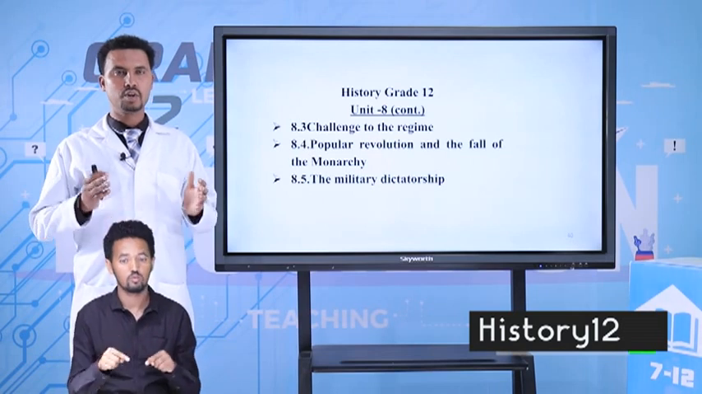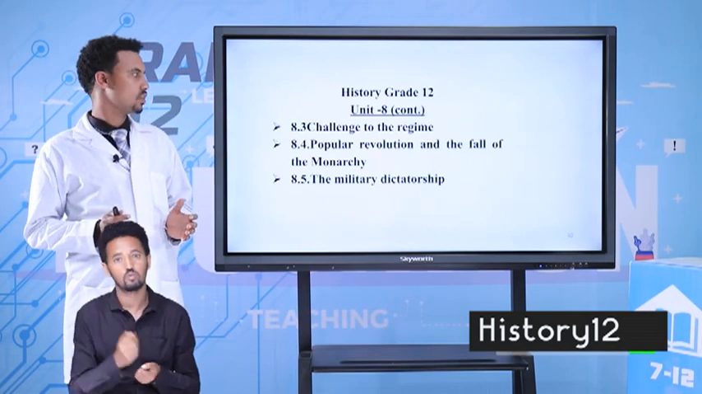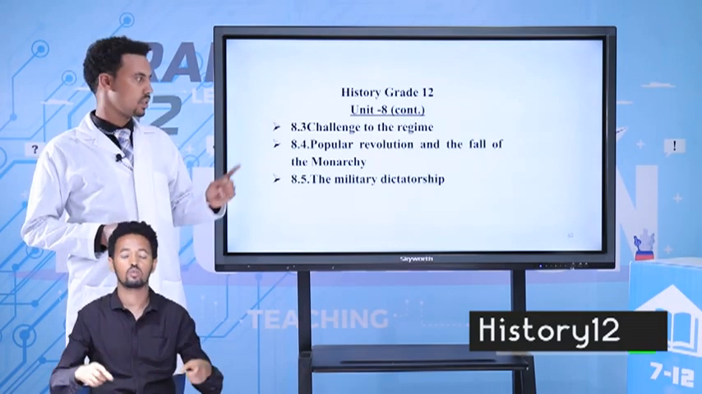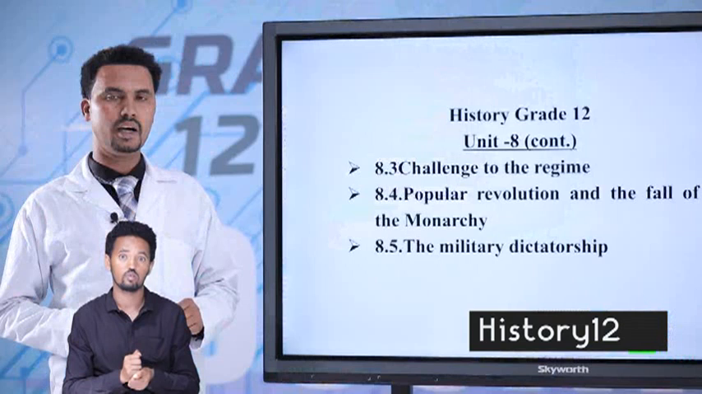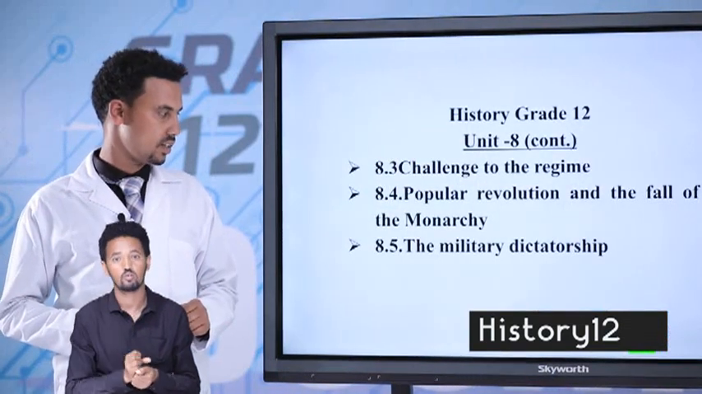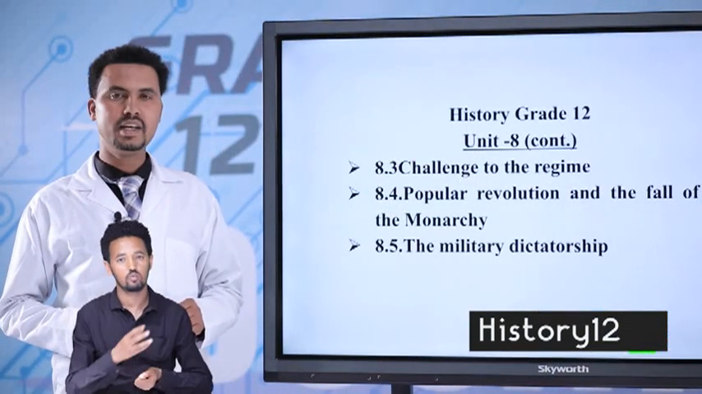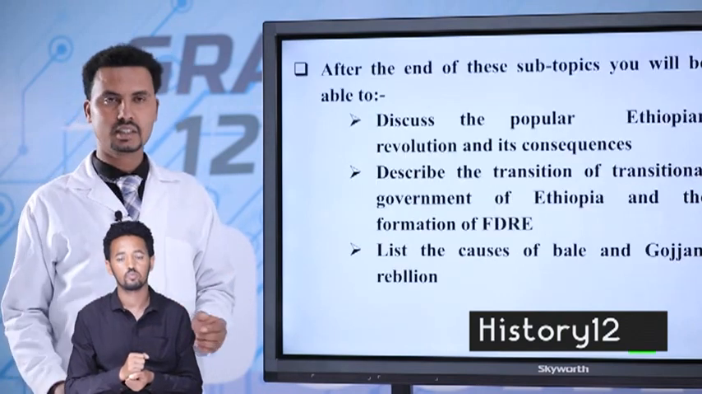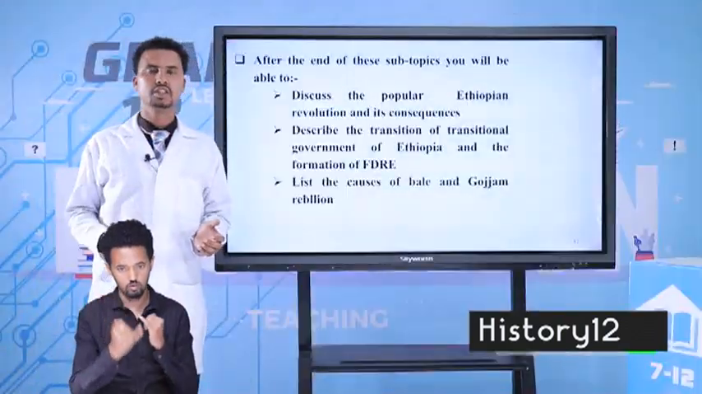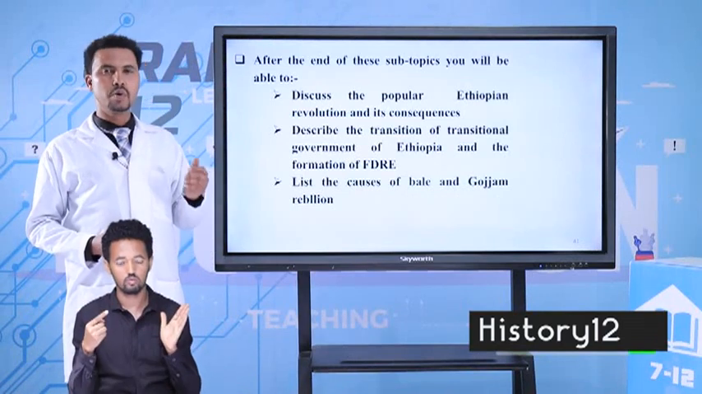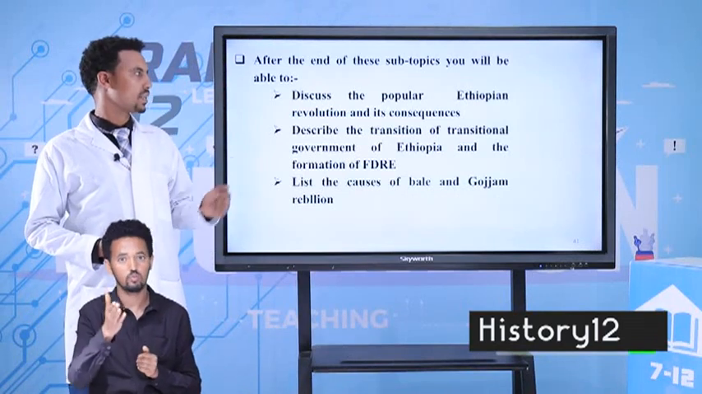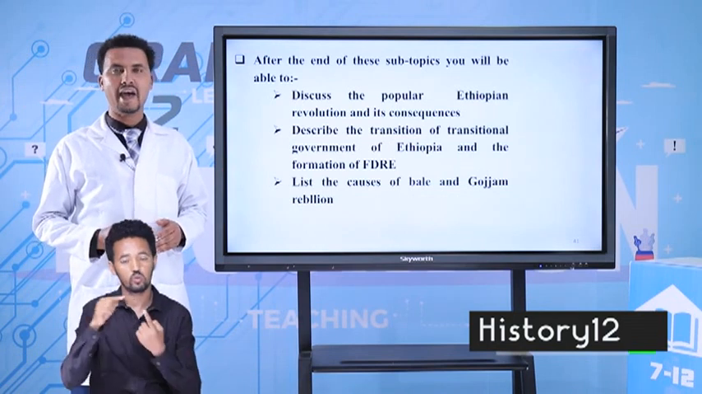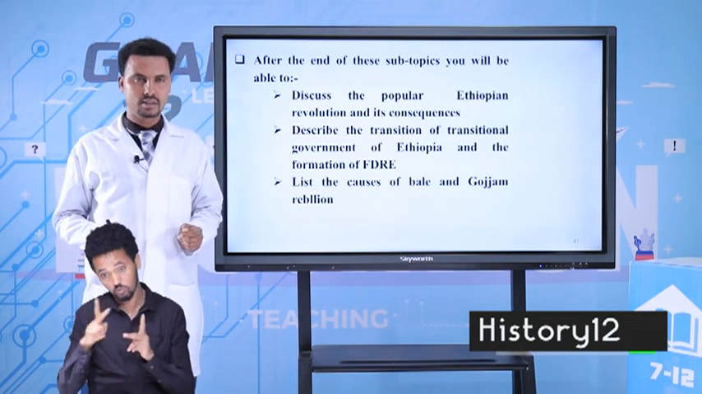Today we are going to see the challenge to the regime, the popular revolution and the fall of the monarchy and the military dictatorship. After the end of this subtopic, you will be able to discuss the popular Ethiopian revolution and its consequence.